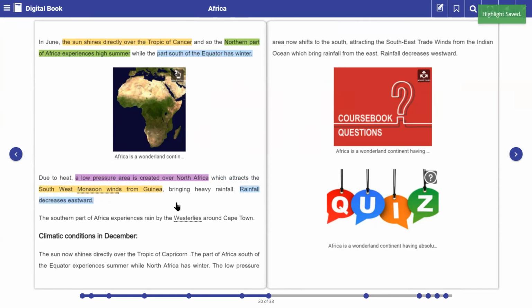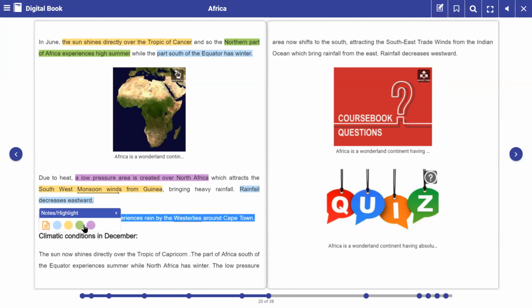Now let's see what is happening at that time in the southern part of Africa, in the month of June. The southern part of Africa experiences rain by westerlies around Cape Town. Please underline this. Monsoon winds are received in the northern part, and that's the reason they are having heavy rainfall in the northern part. But what is happening in the southern part? Who will tell me?